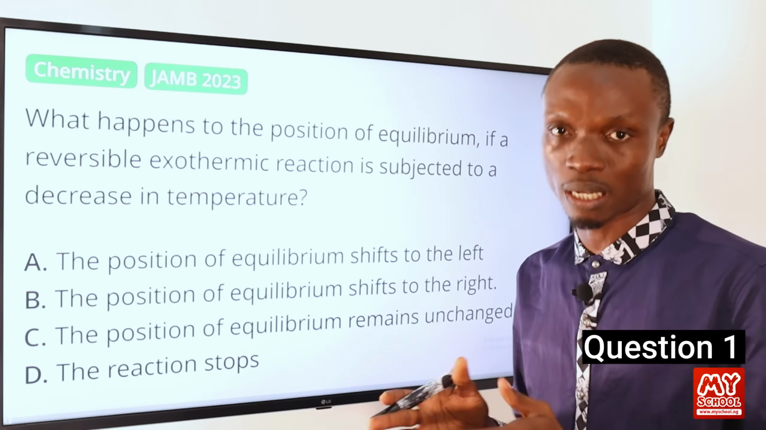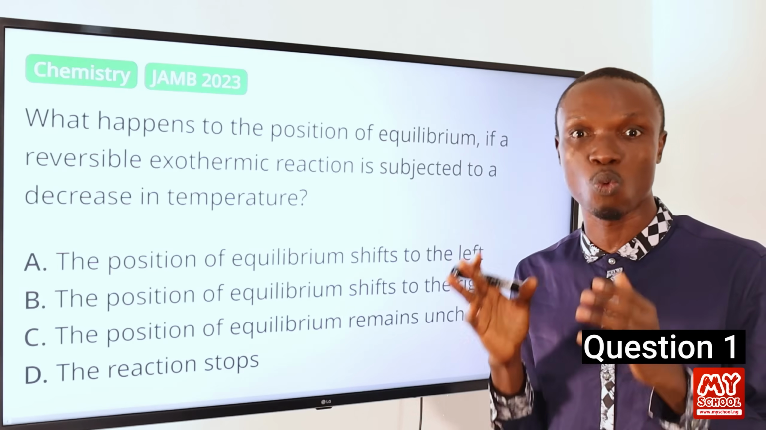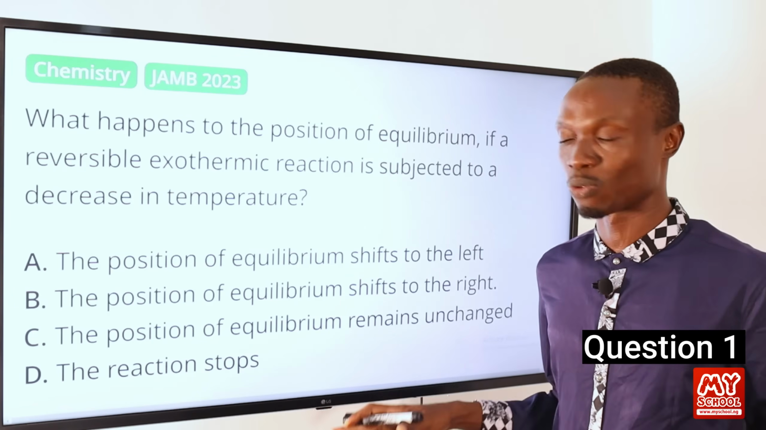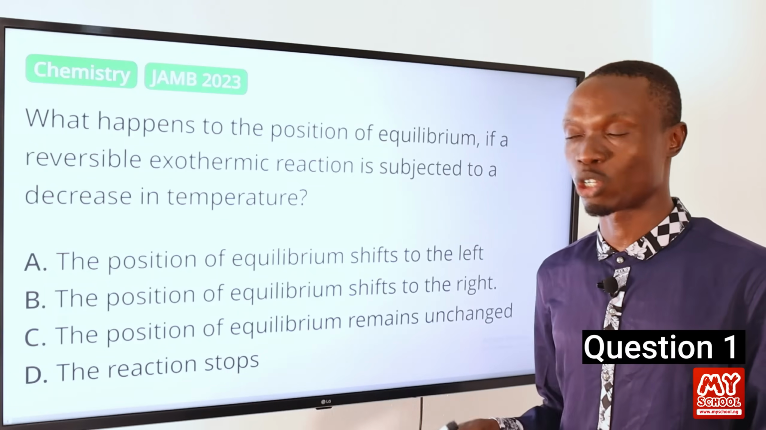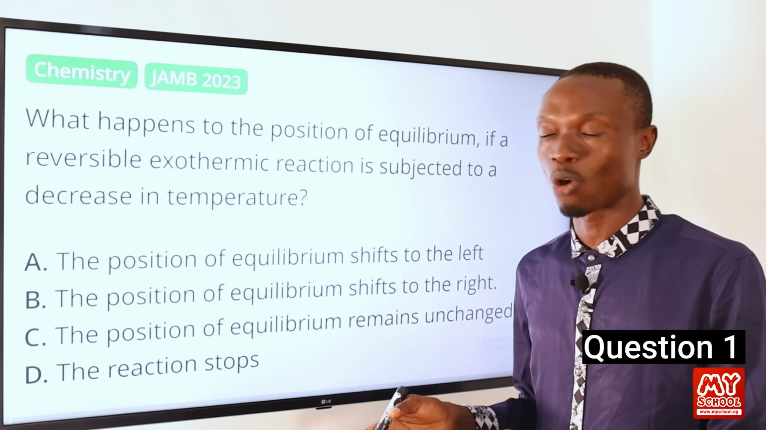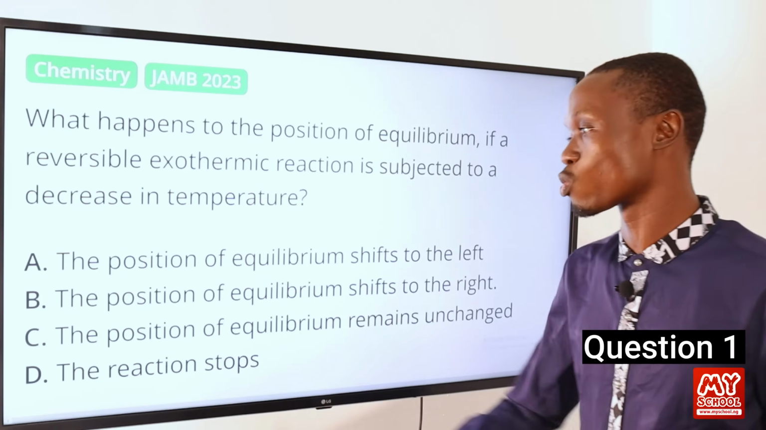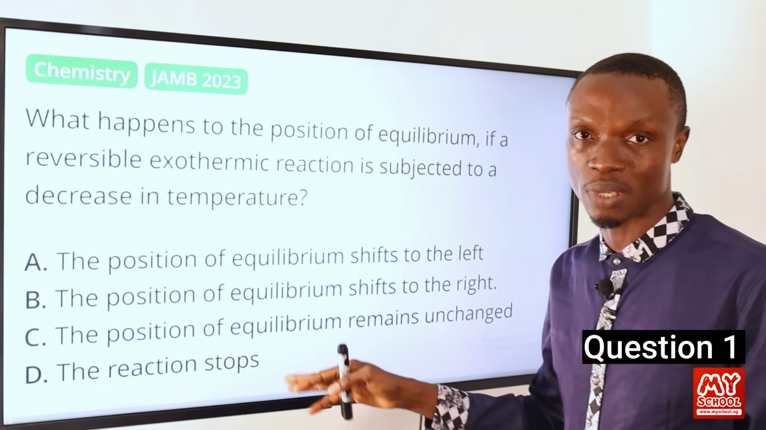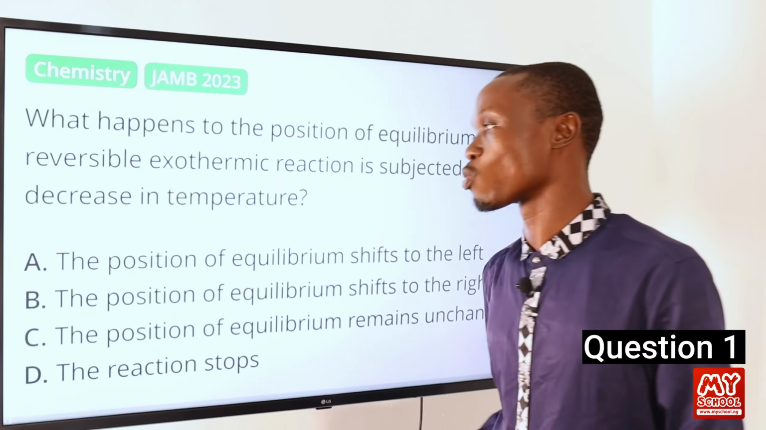So according to Le Chatelier's principle, there are 3 factors that affect the position of equilibrium of a reversible reaction, and these are temperature, pressure, and concentration. Any change in any of these disturbs the position of equilibrium of the reversible reaction. So options C and D can never be the answer to this question. So let's go to option E.